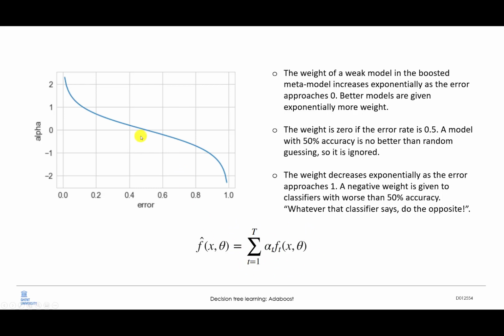Okay. On the other hand, if we have an error which is close to 100%, and since we have a two-class classification problem, this is actually a good thing, because whenever it says one class, it probably actually means the other class, right? And so you could just give it a negative alpha, and every time it makes a prediction, just take the other class and inverse that prediction. That's what's happening with this alpha here.